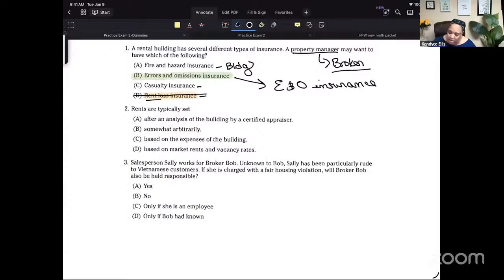Well, I can eliminate one. We know it's not somewhat arbitrarily. Like no, there's got to be something here. After an analysis of the building by a certified appraiser, well, the certified appraiser would be finding value. They wouldn't be finding your rent. So this leaves us with two: based on the expenses of the building, or based on market rents and vacancy rates.